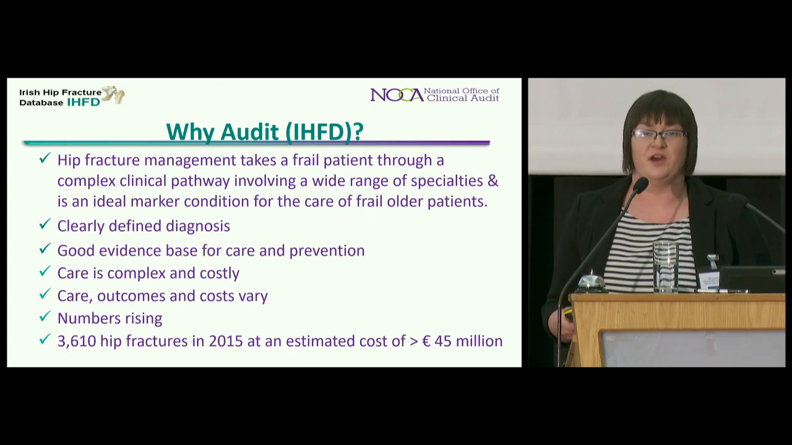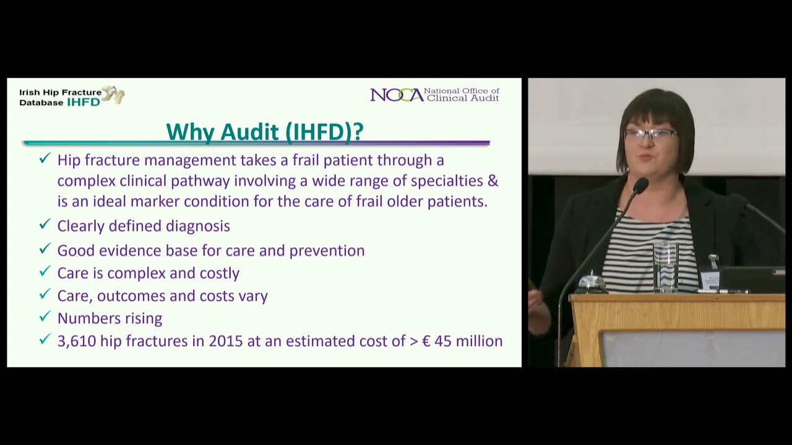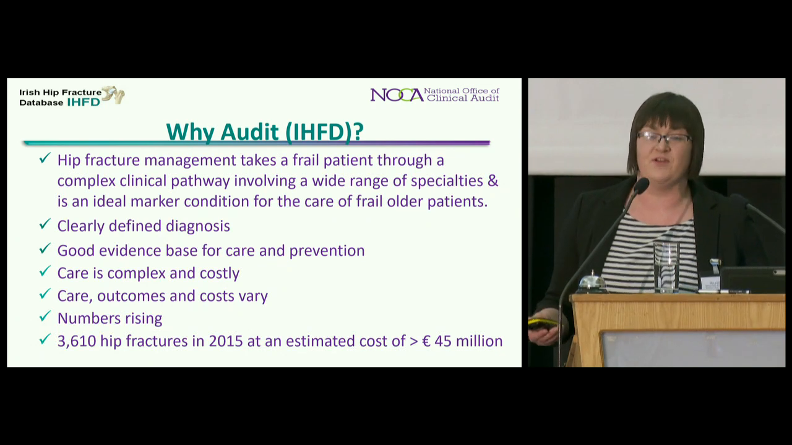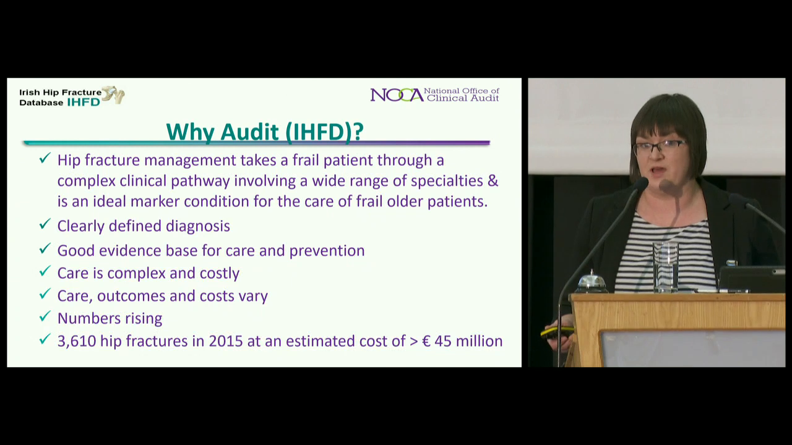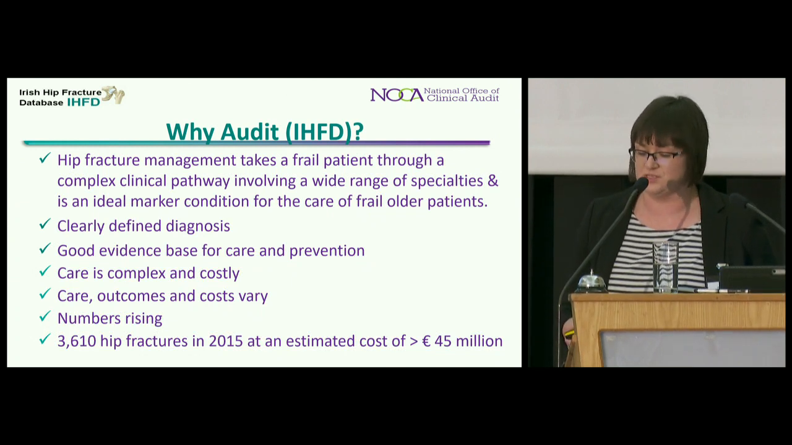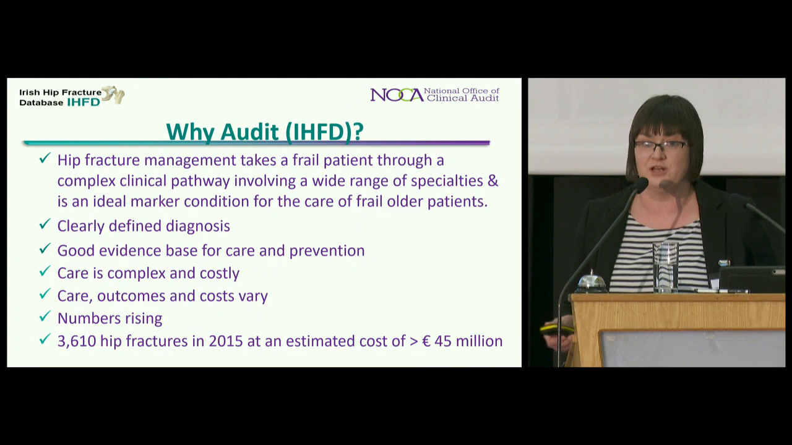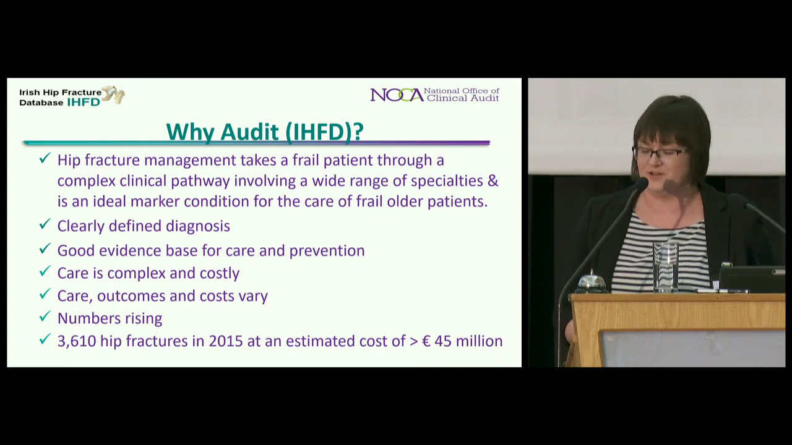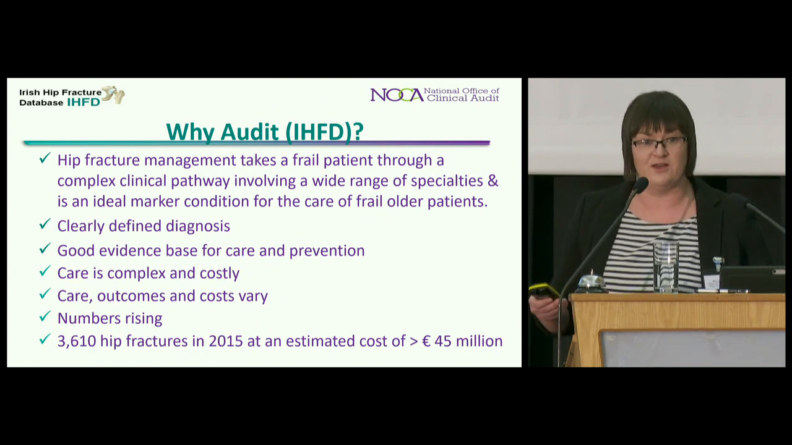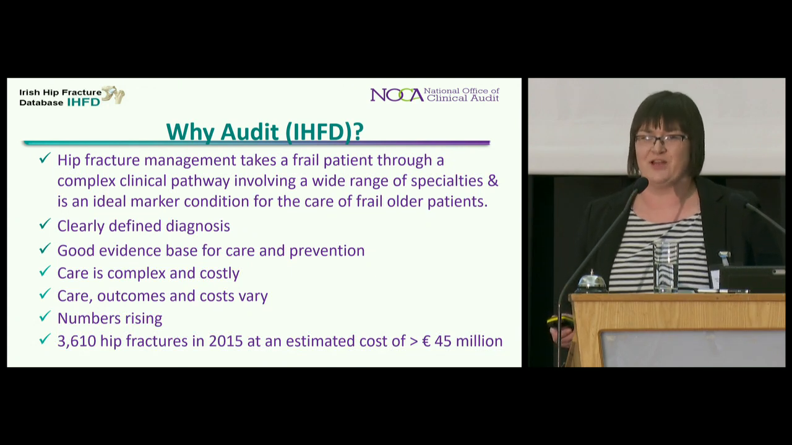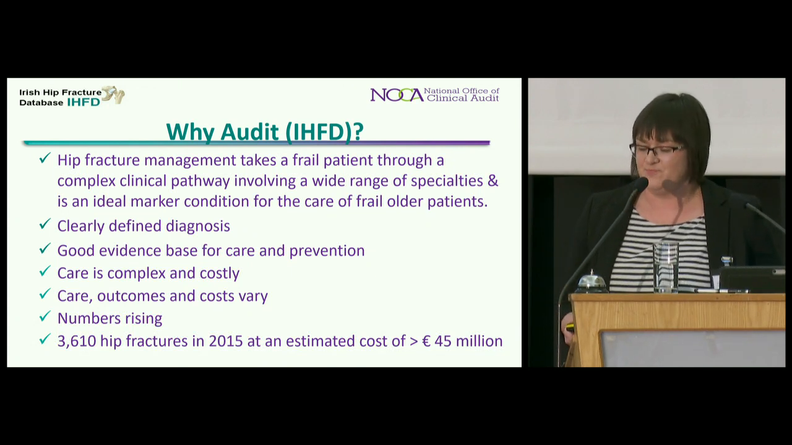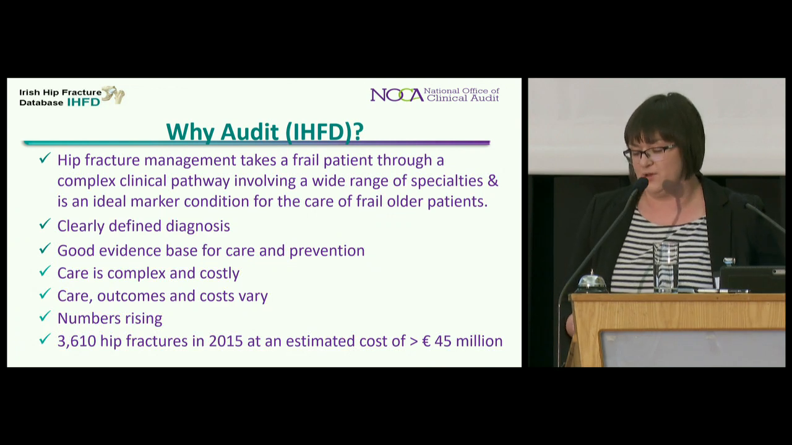It's a very clearly defined diagnosis. Usually the hip is either broken or it's not. So there's very little ambiguity about the condition itself. We've got really good evidence as well for how we should care for hip fracture patients, and this has come from our international colleagues who've been doing this a little bit longer than us. We know that care is complex and costly, and that is how my first interaction with Maureen happened. We started looking at hip fractures and how care varies. And I'll talk a little bit later on about what we've been doing over the last while.